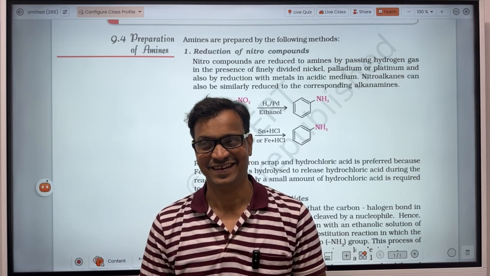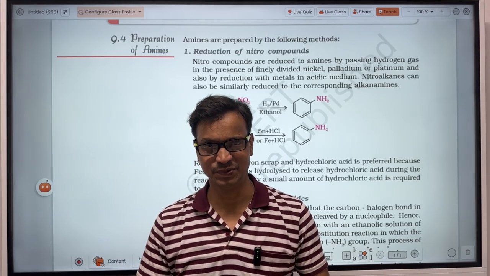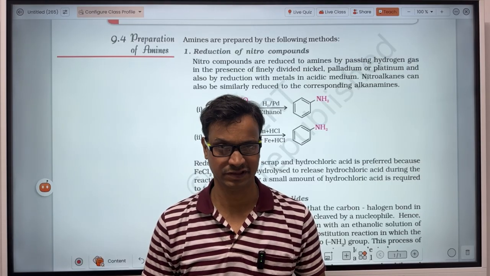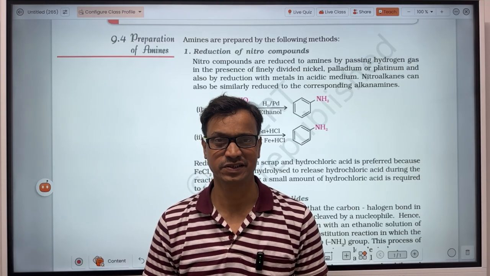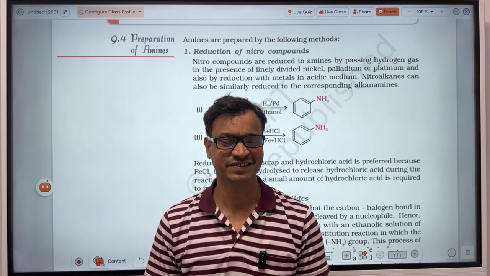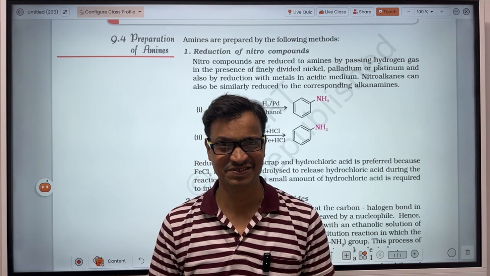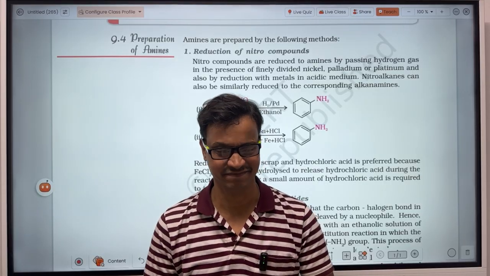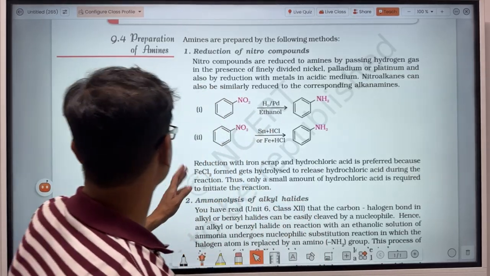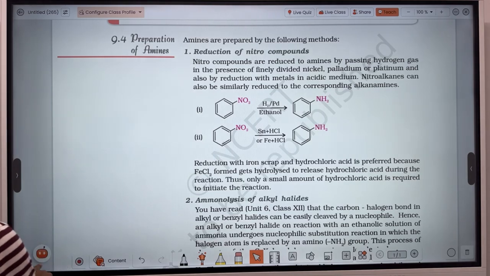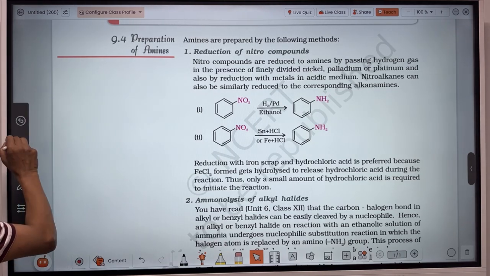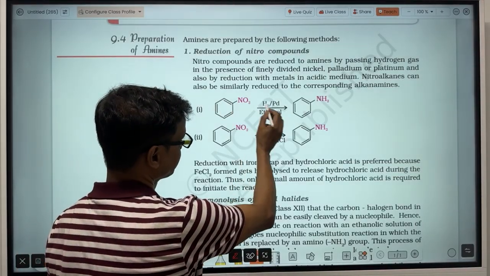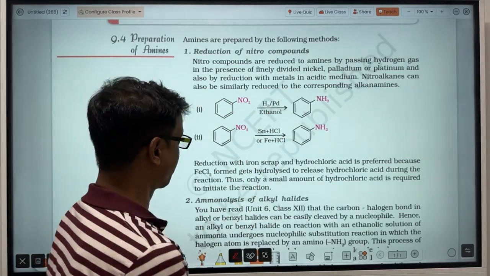Preparation of amine is very easy if you have watched the earlier videos of the organic chemistry on the YouTube channel Educate. Then you will find that these methods of preparation, that is reactions, are quite easy. Let's see. The first method is the reduction of nitro compounds. It's nitrobenzene. Here hydrogen gas is provided.